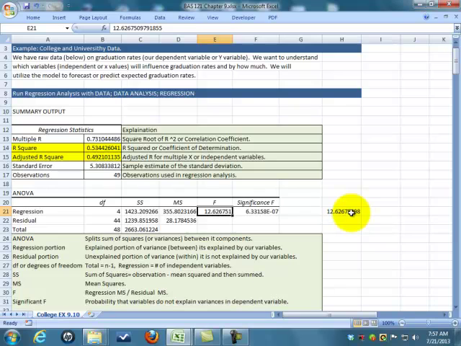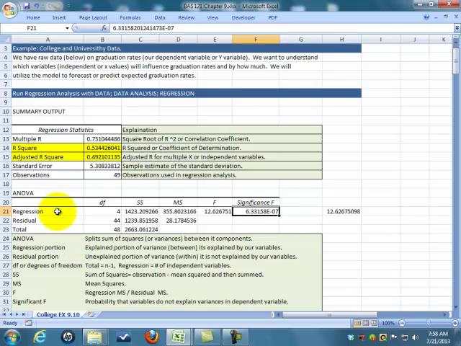Again, the higher that number, the better our model is. What this does is just put it in terms of probability. The probability that we are not explaining at least a portion of the deviation with our model is almost zero. So that's very good. What that's saying is our model explains part of the deviation. It's significant.